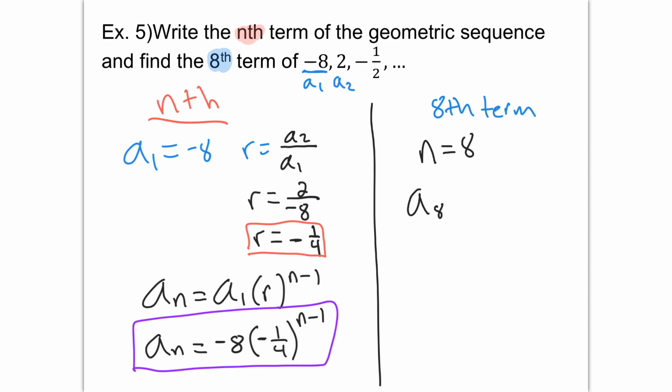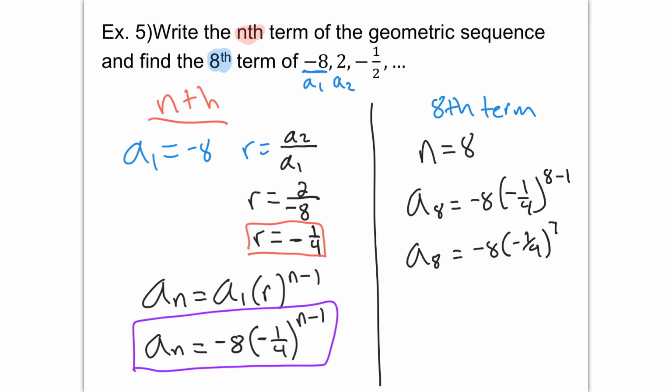So a sub 8 equals -8. You guys take the common ratio, -1/4. And we have 8 minus 1. N minus 1 is your exponent. So we have a sub 8 equals -8 times -1/4, and we have the exponent of 7.